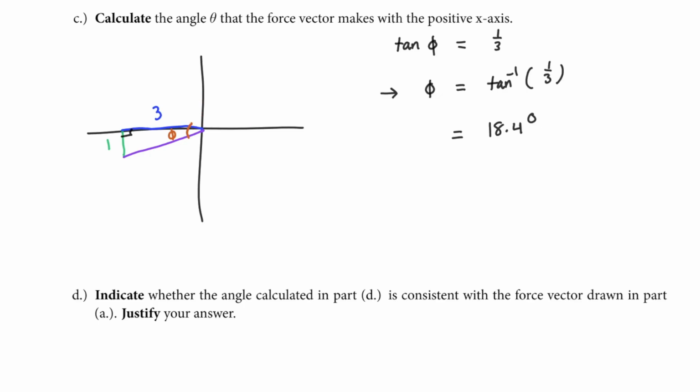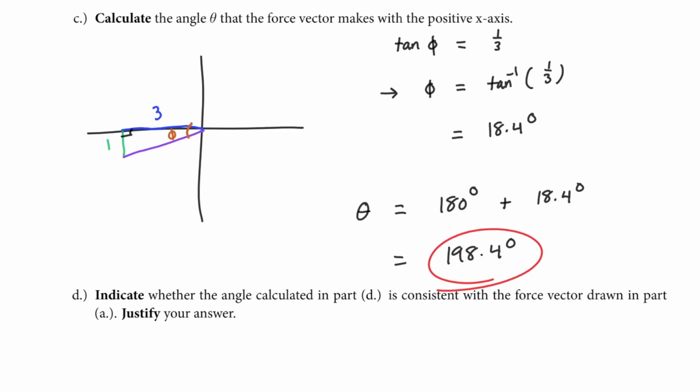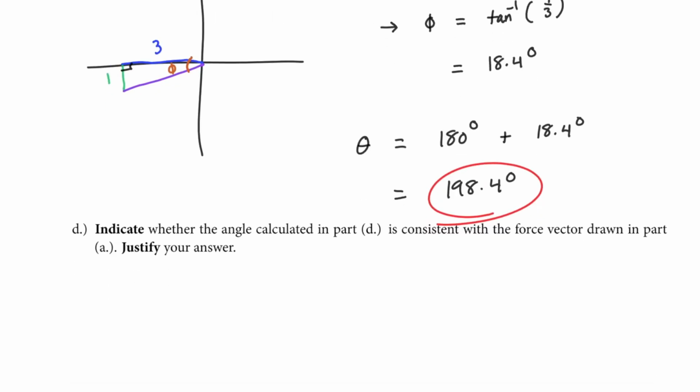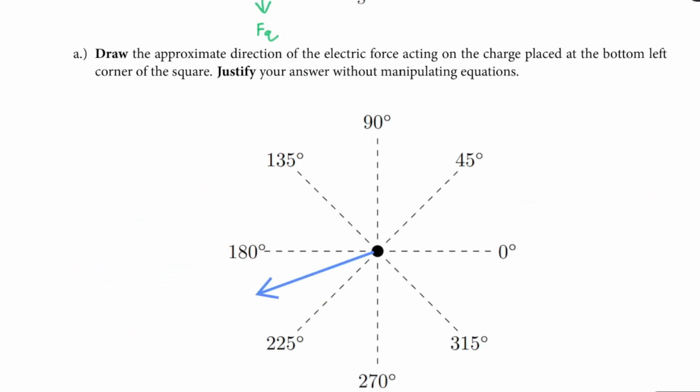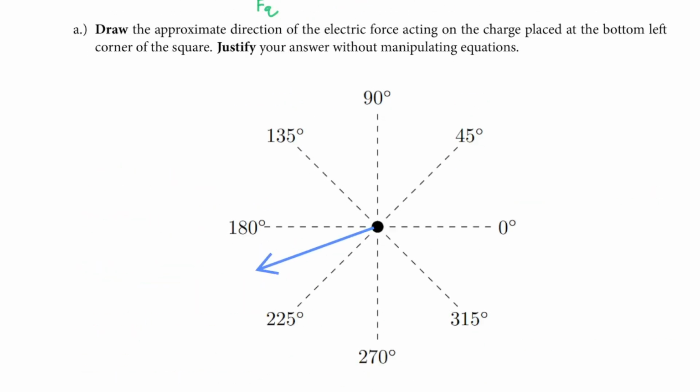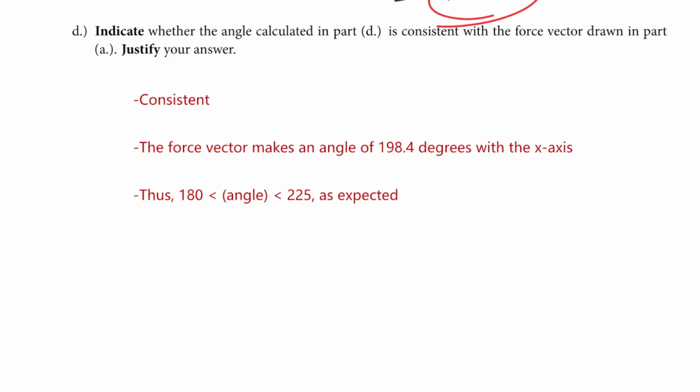And if we want the angle theta that this makes with the x-axis, which is going to be this angle, well, that means that my angle theta is just going to be 180 degrees plus this extra triangle angle here, and that makes 198.4 degrees. And why we ask to actually calculate this is the consistency question. Is this consistent with what we did in part A? Well, our answer is 198.4 degrees. And 198 is definitely between 180 and 225. So we get our angle inside the range that we expect.